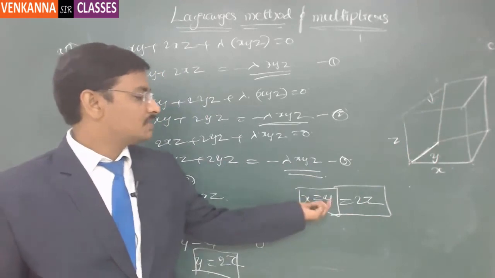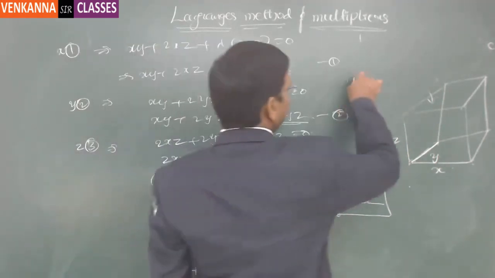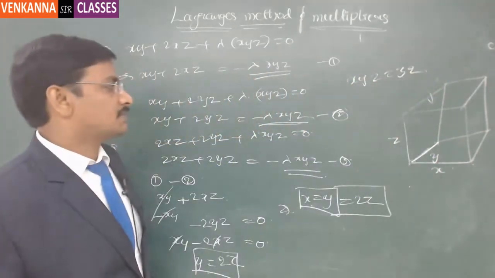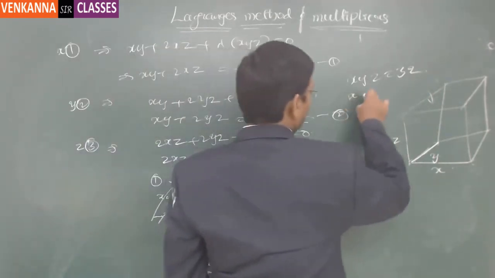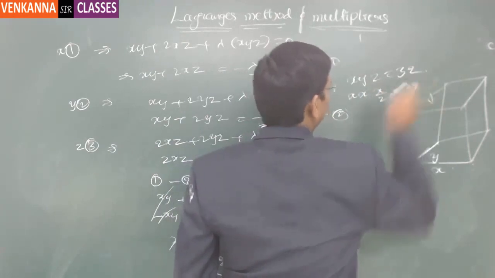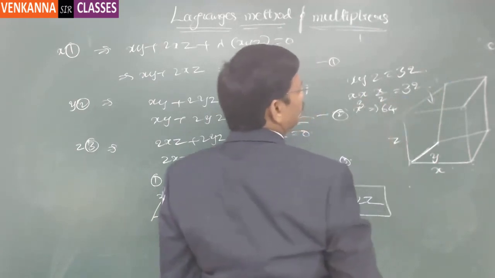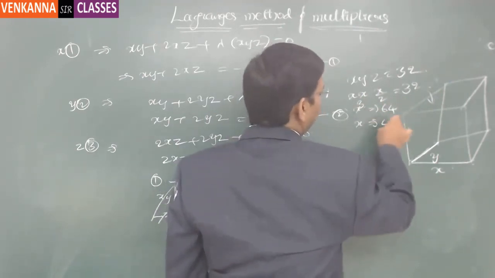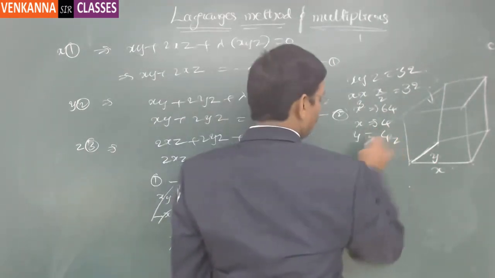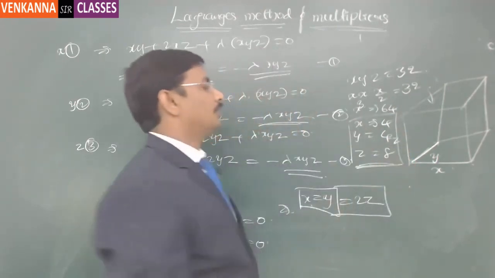Now, if I make x equal to y, which is equal to 2z, the original equation xyz is equal to 32. Then I make everything in terms of x: x into x, and z can be written as x by 2, is equal to 32, right? Now x cube is equal to 64, and then x is equal to 4. So if x is equal to 4, then y will be 4 and z will be 2 times of that, that will be 8. So 4, 4, 8.